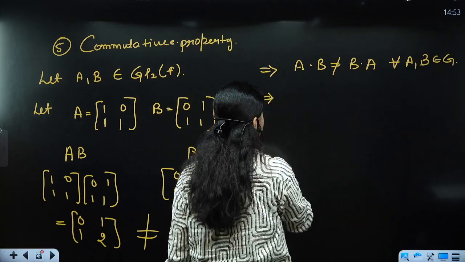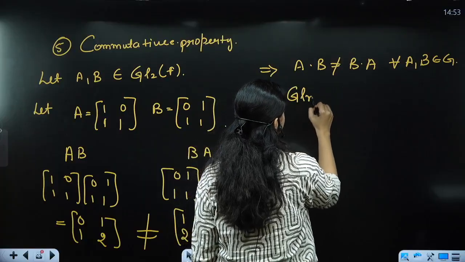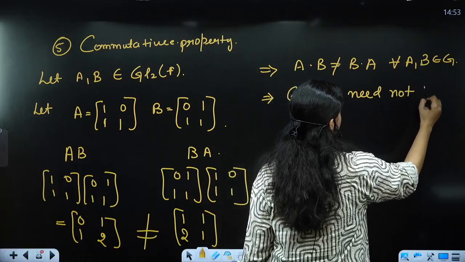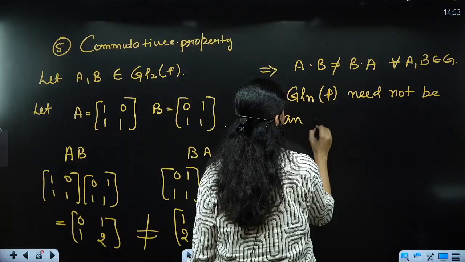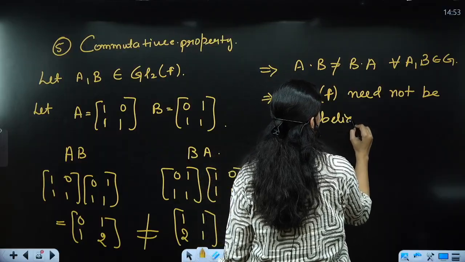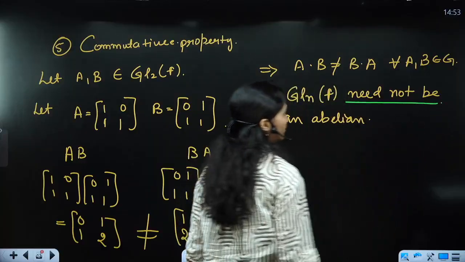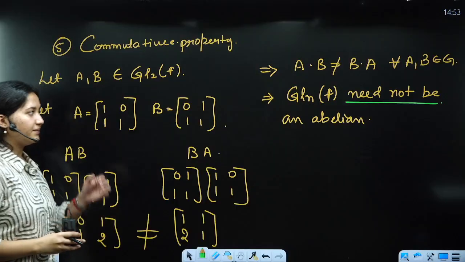This implies that GL(n, F) need not be abelian. Again, there is one sentence that says need not be, right? What does need not be mean?